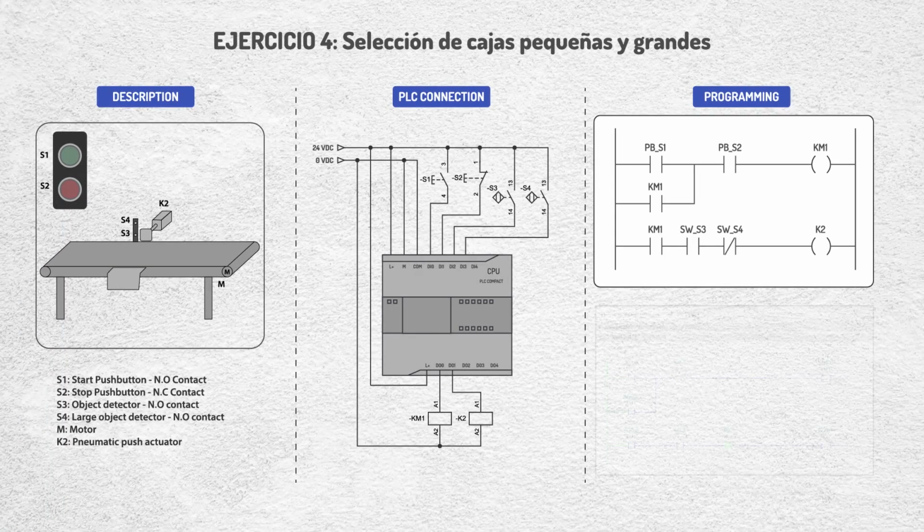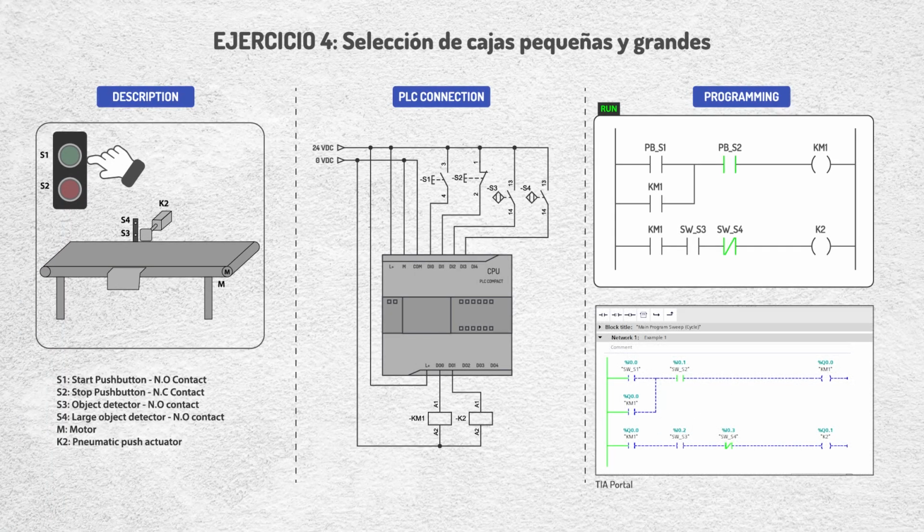Now let's look at the operation. When the system is running and a large box passes by, the sensors detect its presence, but the cylinder does not actuate, it simply allows the box to pass.